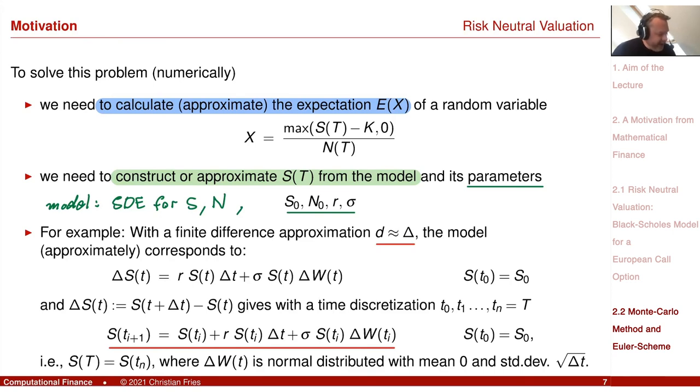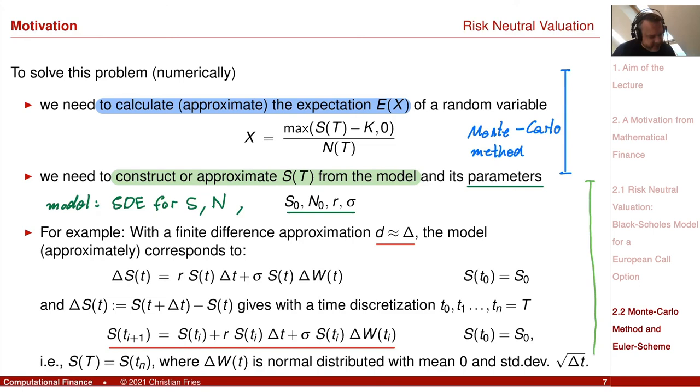So here on the slide, you already see two very important numerical methods. The first one, answering the question, how can we calculate an expectation, is the Monte Carlo method. And the second one, answering the question, how can we approximate a stochastic differential equation, so a continuum of random variables, with, say, a time discrete set of random variables. So this is the time discretization of SDEs. So for example, like the Euler scheme. So what you see here on the slide is the Euler scheme.